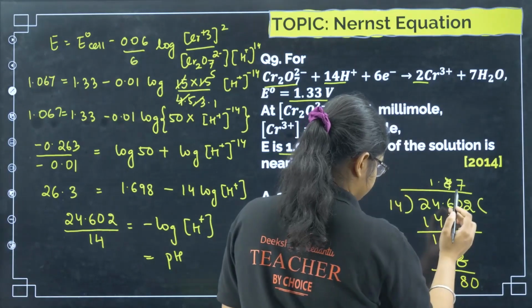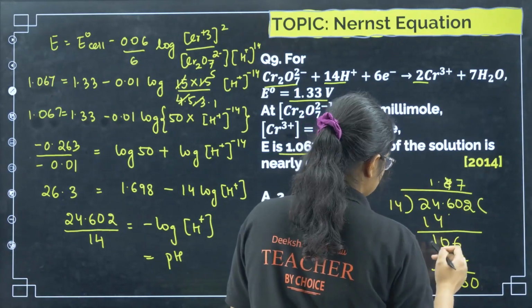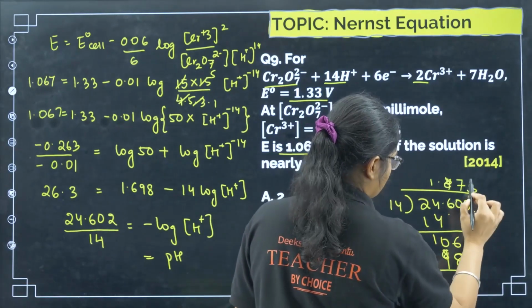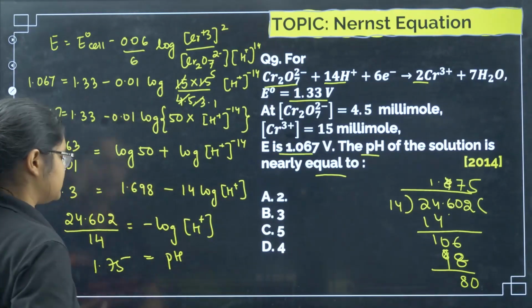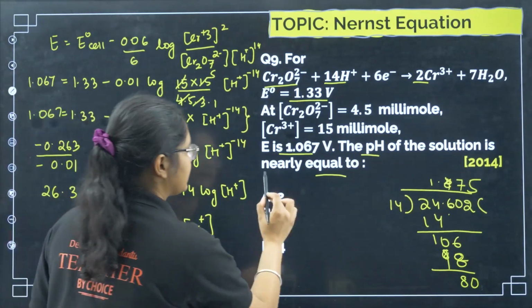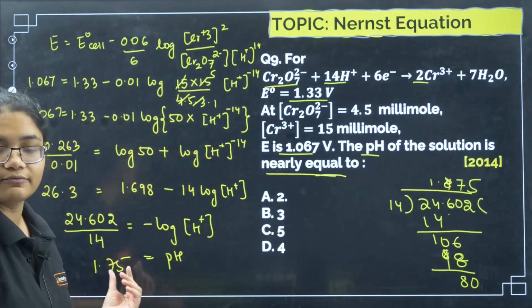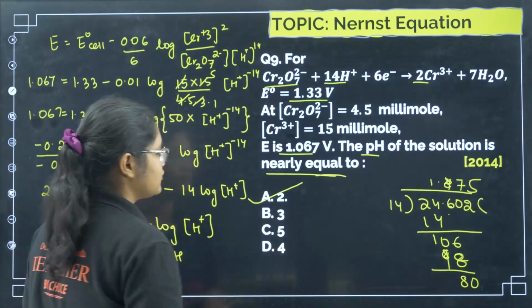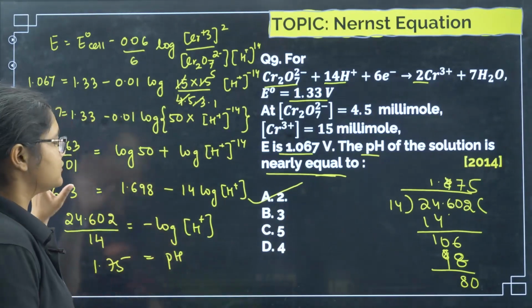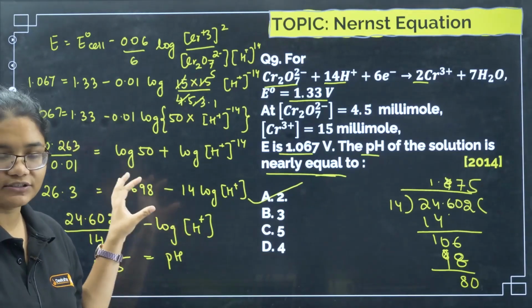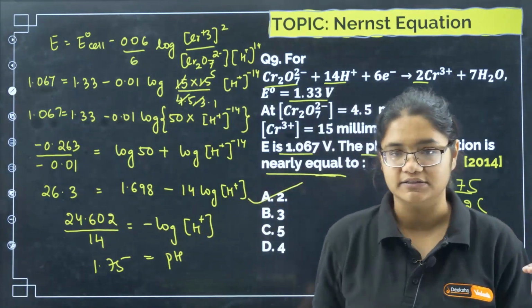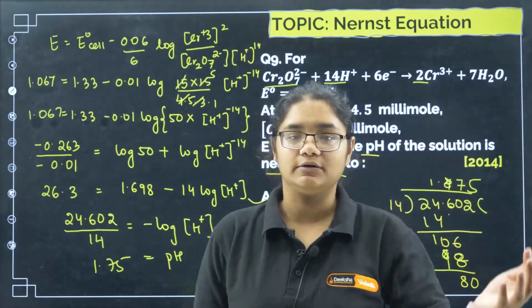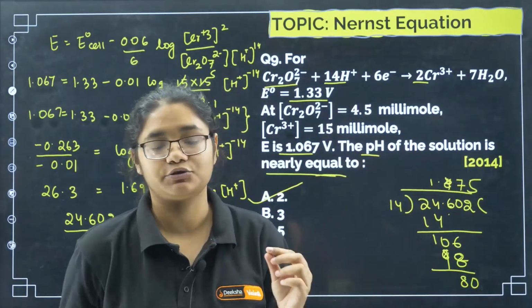Then I can take 14 6s are 84, so I can take 14 5s, and I will get 1.75. So pH is equal to 1.75, and you have to say nearly equal. So 1.75 we can round off to 2, that is option number A here. This one is definitely a lengthy calculation-based question, but in chemistry you will get certain lengthy questions for calculation.